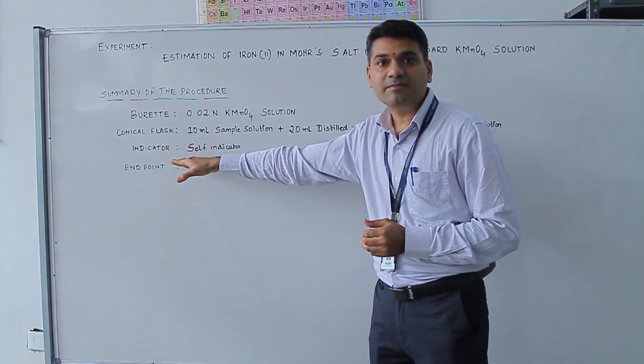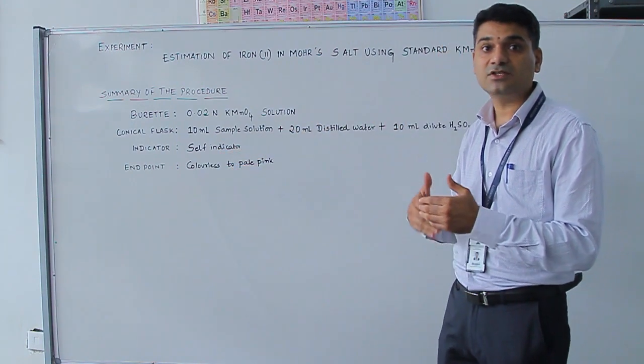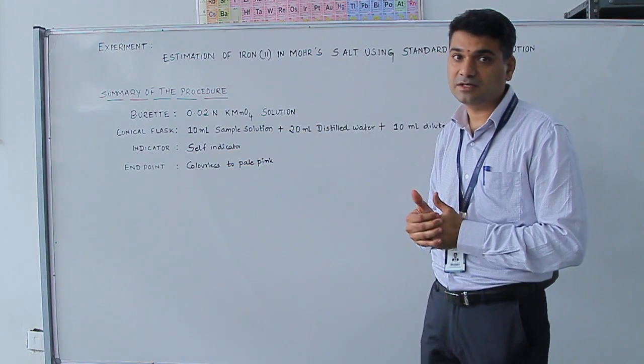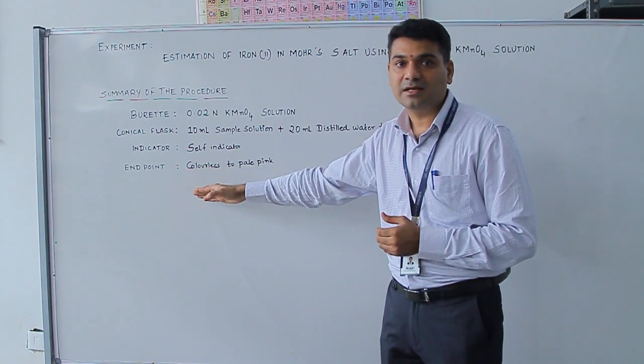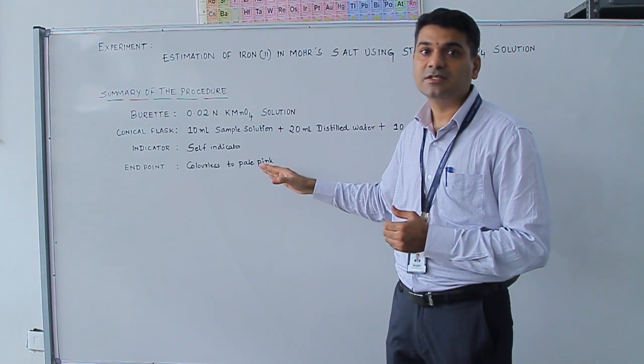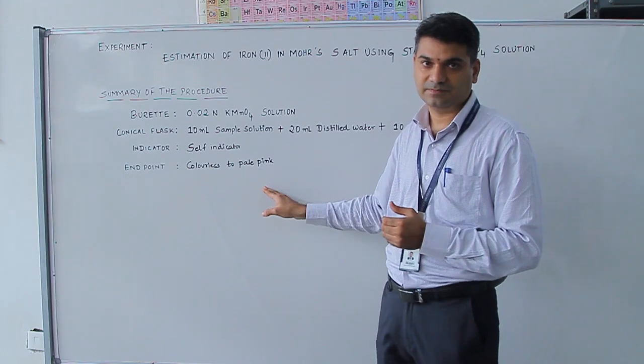What is the indicator being used? The indicator is a self-indicator because potassium permanganate is already colored. It's a dark pink colored solution. And finally, what is the end point? From colorless to pale pink solution. That indicates the end point of the reaction.